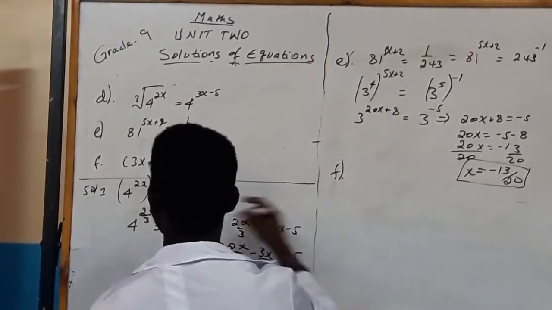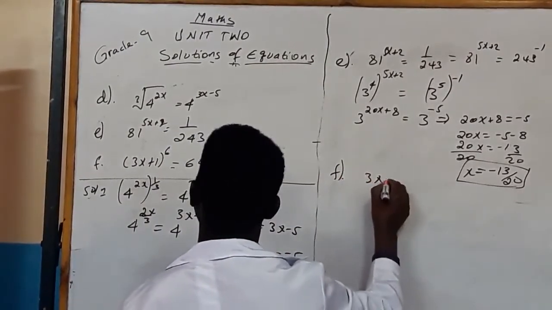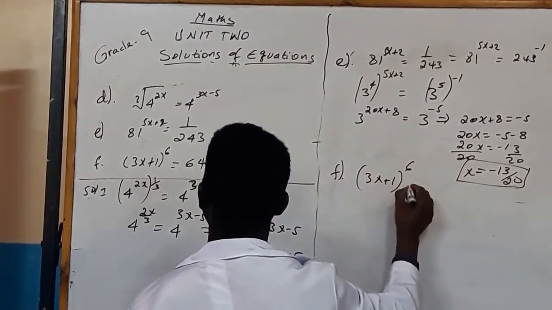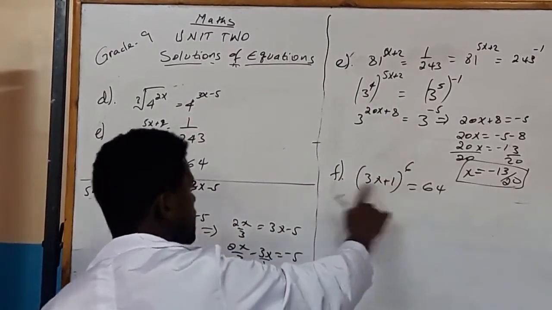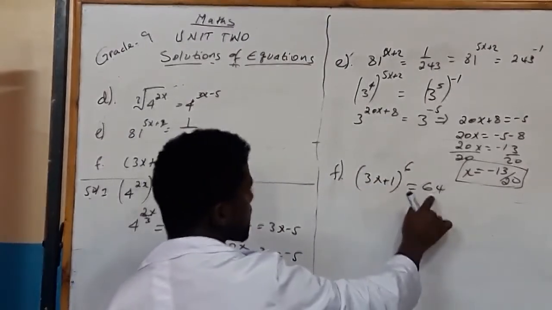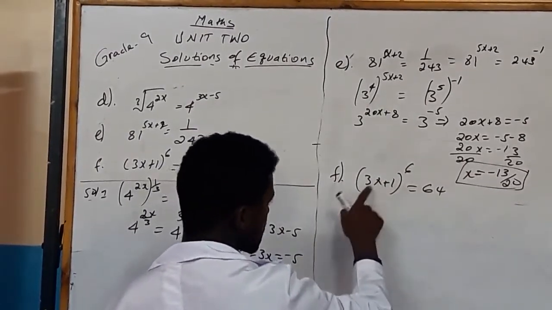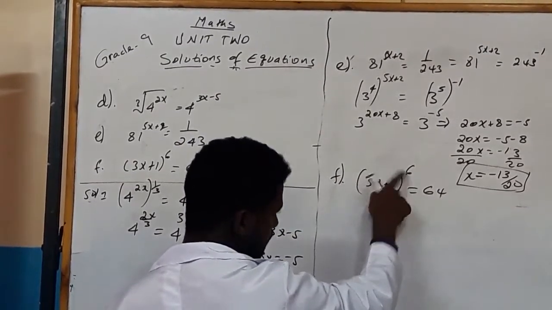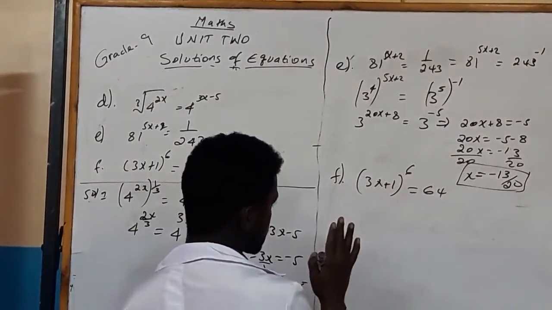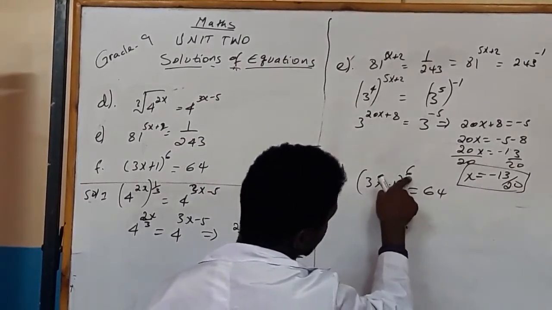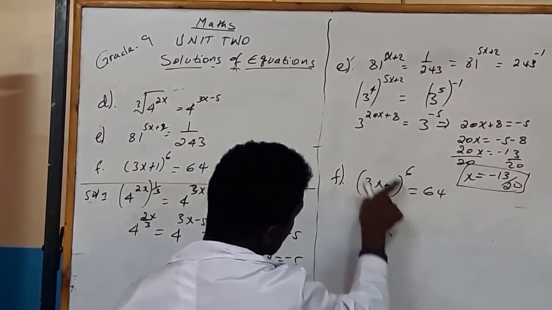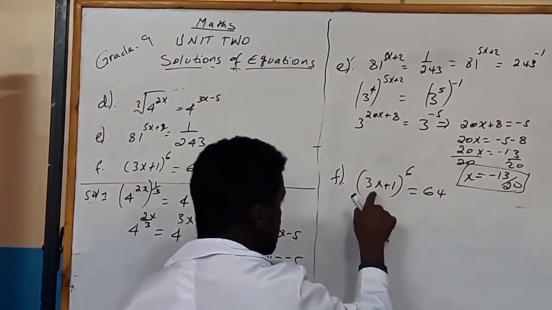F says (3x plus 1) the whole power of 6 is equal to 64. Again, the bases of these numbers are different. We can write 64 as a base of 2, as 2 to the power of 6. In this case, we have to observe to solve this kind of problem. We have to make this number a base of 6.